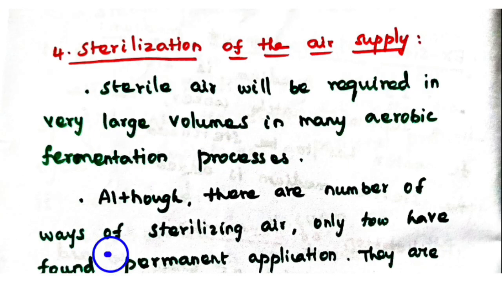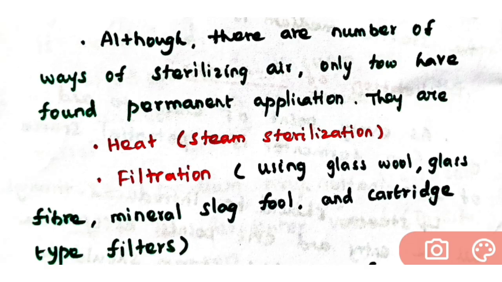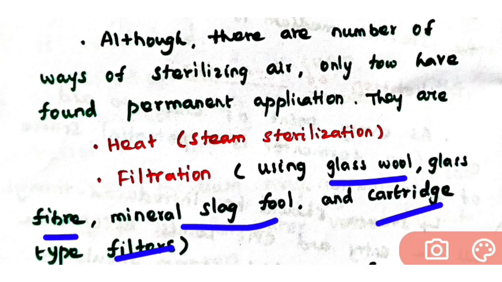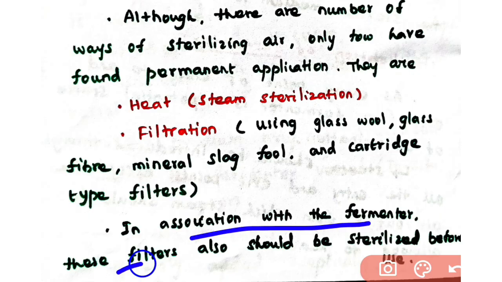Although there are a number of ways of sterilizing air, only two have found permanent application. These methods are heat sterilization, that is steam sterilization, and filtration, like media sterilization. For air sterilization also we are using these two methods, heat and filtration. For the filtration method we will use glass wool, glass fiber, mineral slag wool and cartridge type filters. In association with the fermenter, these filters also should be sterilized before use. Each material you are using during your fermentation process should be sterilized.